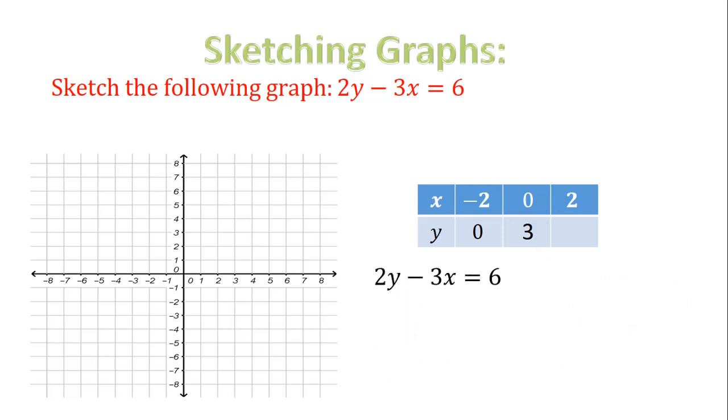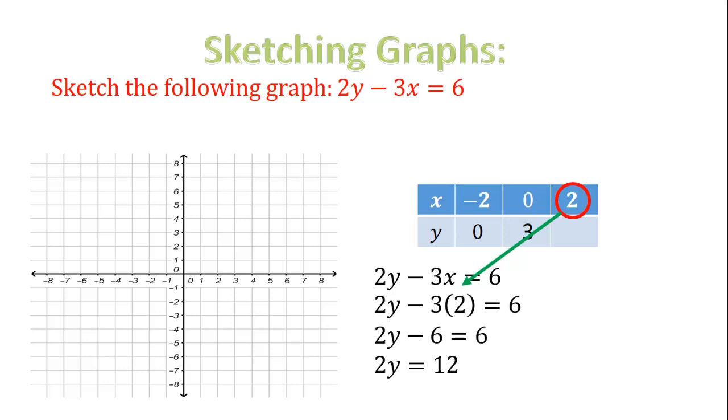I write down my equation. I take my 2 and I substitute it into the equation. Now I solve for y. So I get 2y minus 6 equals 6. To get rid of that minus 6 on the left hand side, I add 6 to both sides, and so I get 2y equals 12. To get y by itself, I divide both sides by 2, and I get y equals 6. I take that 6 and I put it just under the 2, and now my table is complete.